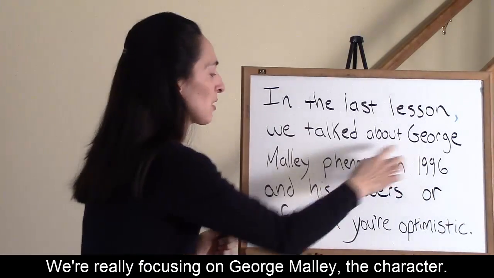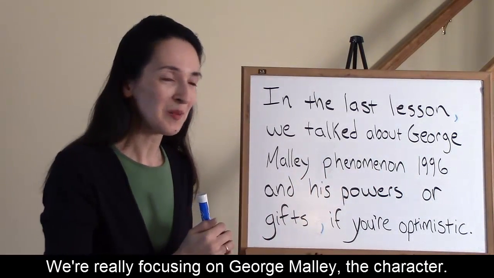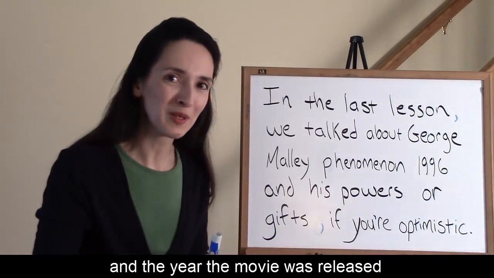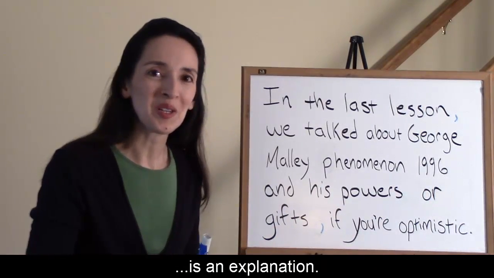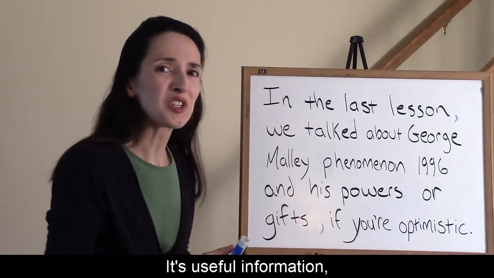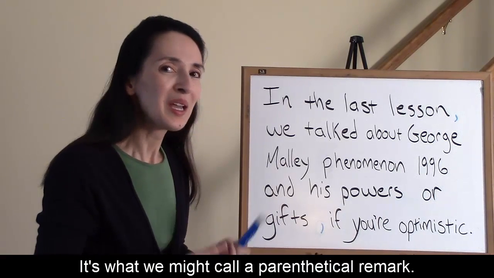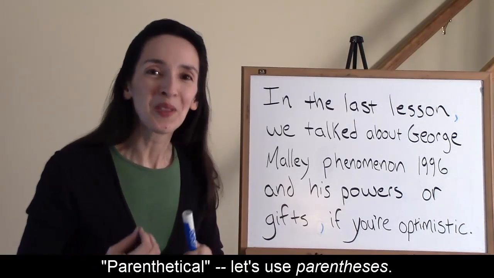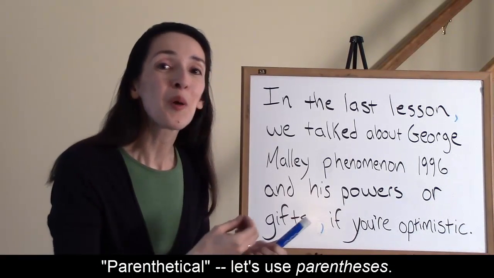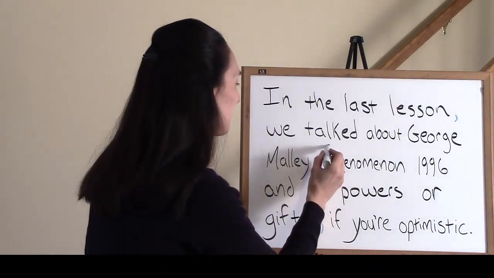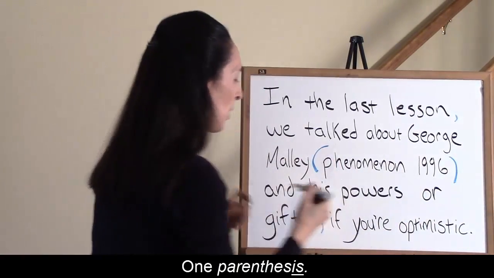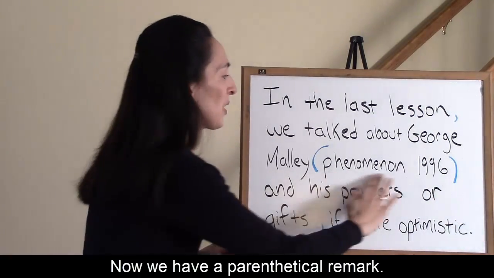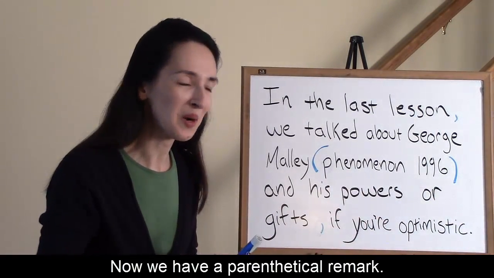We're really focusing on George Malley, the character, but the title of the movie and the year the movie was released is an explanation. It's useful information, but it's secondary. It's what we might call a parenthetical remark. Parenthetical, let's use parentheses. 1 parenthesis, 2 parentheses. Now we have a parenthetical remark.